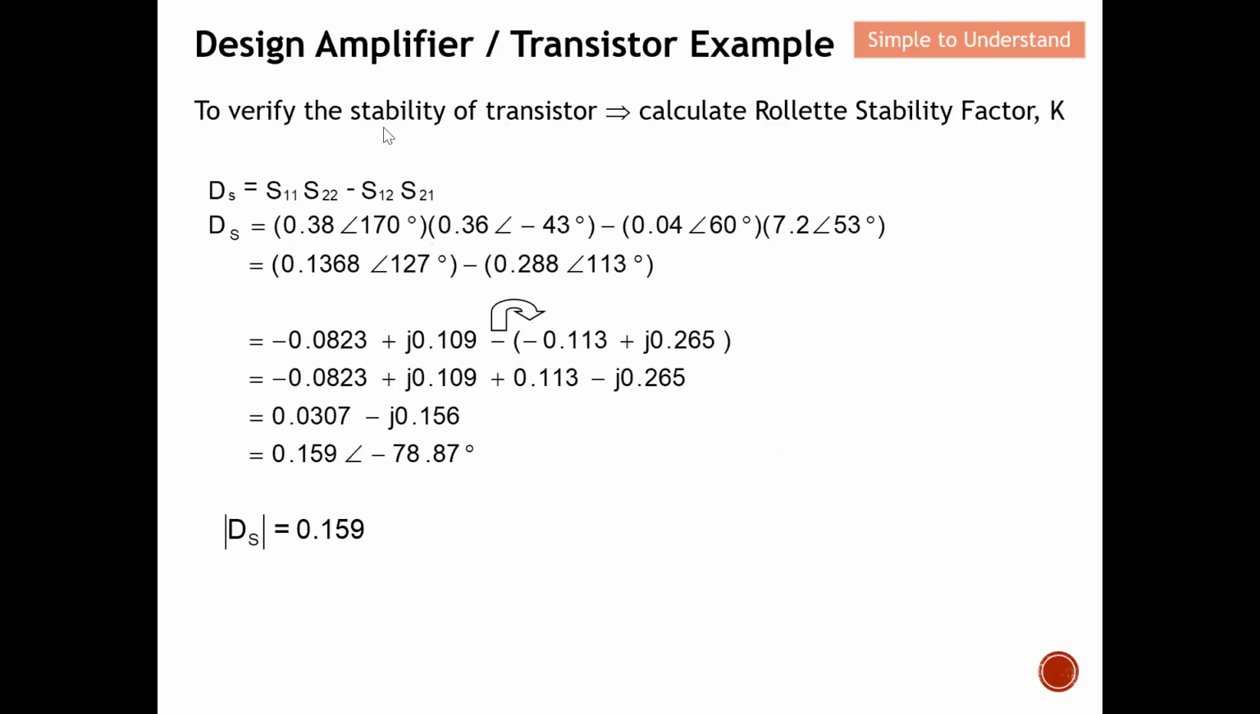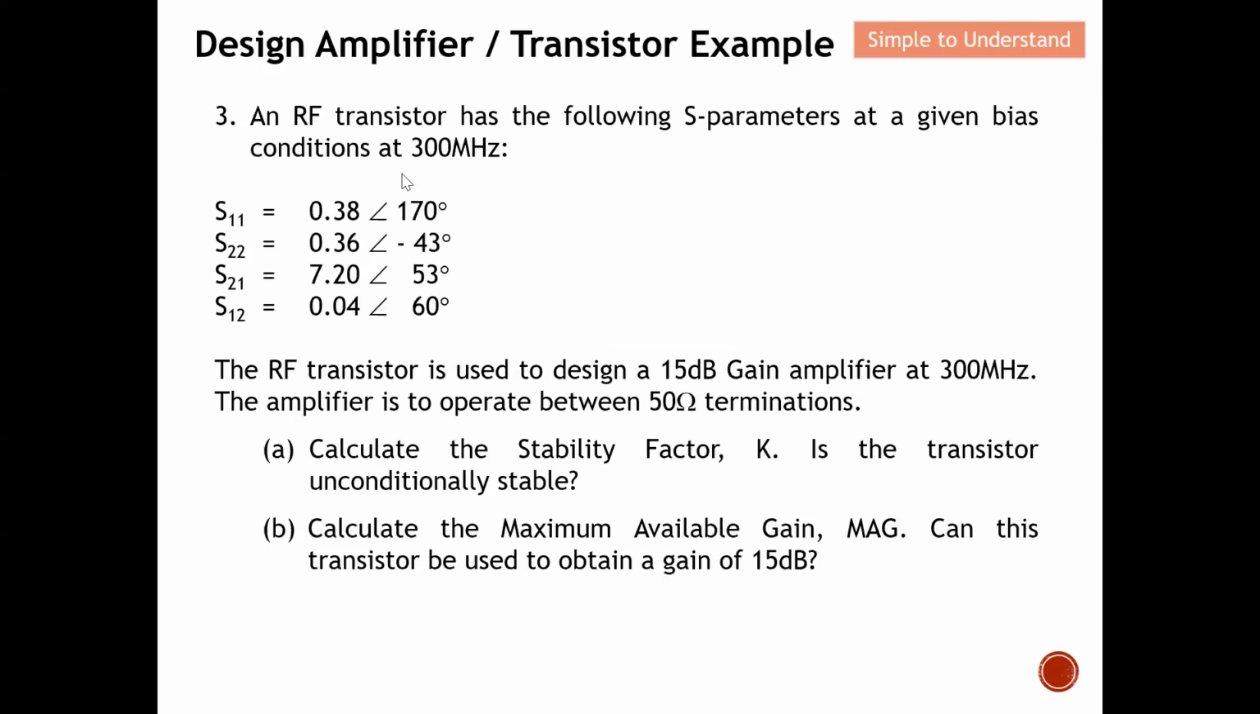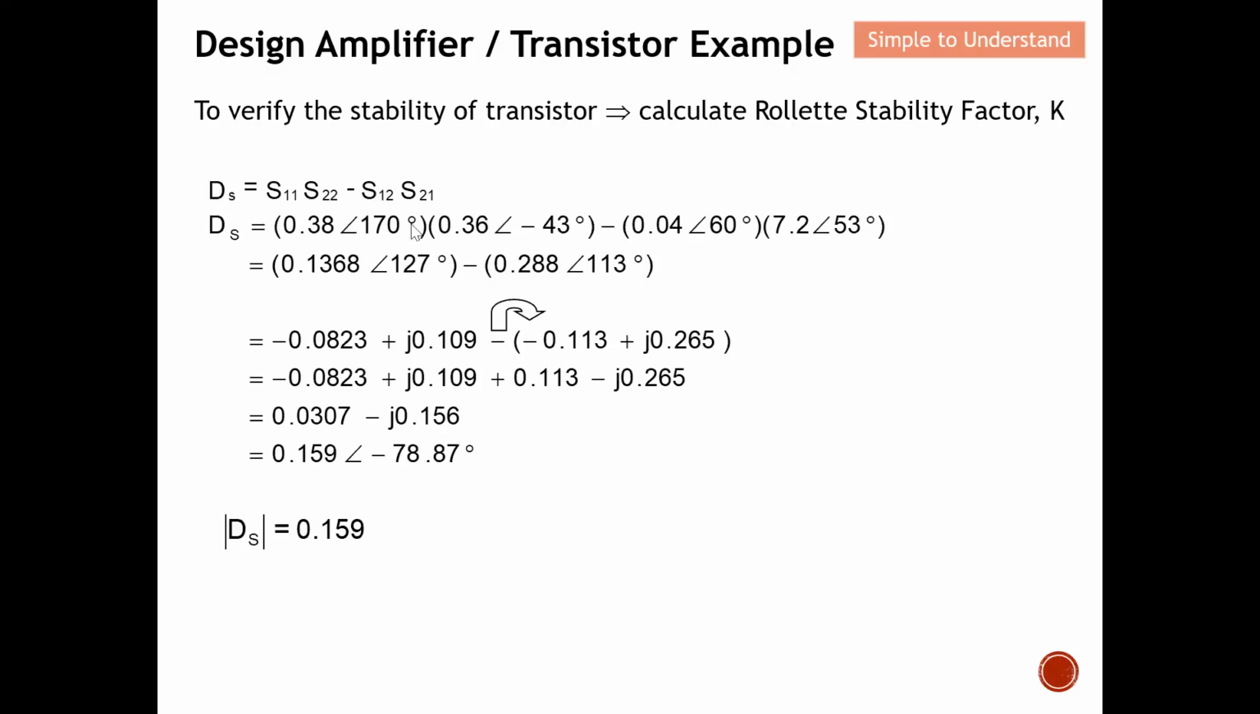Firstly, we need to verify the stability of the transistor. So we need to calculate the Rollett stability factor K here. This is the equation to calculate it. On my part 14, I took this as delta. I have the S11, S22, S12 and S21 parameters from my previous page. When you buy the transistor, they have a so-called data sheet. After that, I can calculate this Δs, or delta, here.